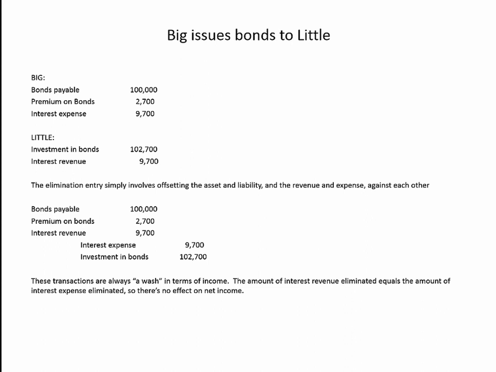Now these transactions are always a wash in terms of income. The amount of interest revenue we're eliminating equals the amount of interest expense that we're eliminating, so there's no effect on net income. Again, when one company issues bonds directly to a related party, the consolidated entity is essentially issuing debt to itself, which is a non-event, a non-transaction. So there shouldn't be any interest revenue, there shouldn't be any interest expense, there shouldn't be any liability, there shouldn't be any asset.